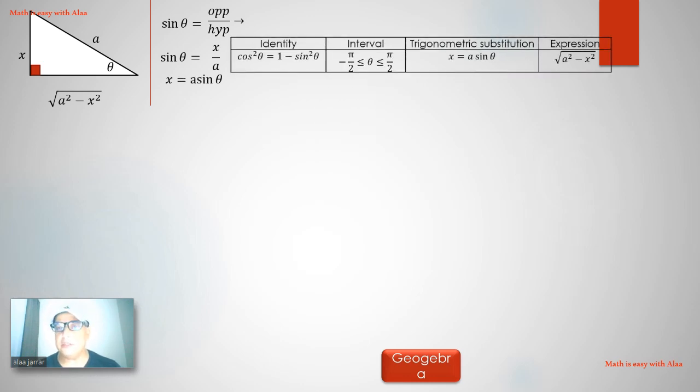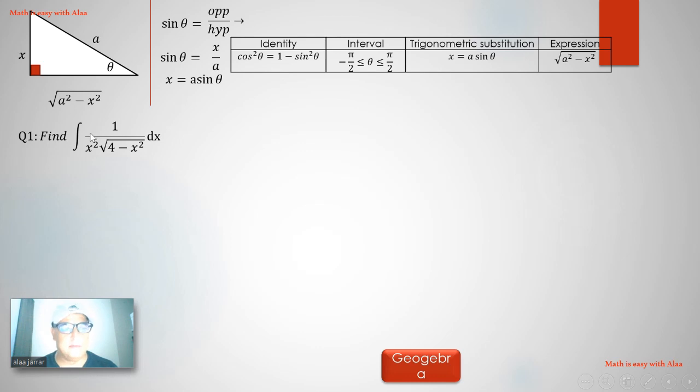Now in the expression square root of a squared minus x squared, the trigonometric substitution will be x equal a sine theta, and theta belong to the interval minus pi over 2 to pi over 2, and the identity will be cosine squared theta equal 1 minus sine squared theta. How can we use this in antiderivative? Let us take this example.